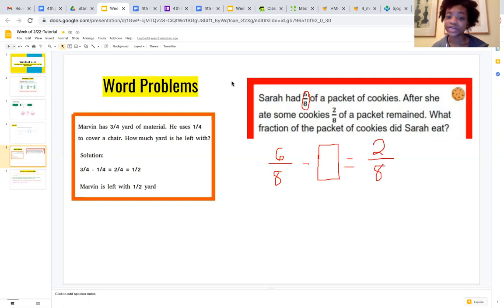So if we already know that the denominator does not change, let's put it in place. And now let's take 2 away from 6 in order to figure out what goes in the middle here. So once we do that, 6 minus 2 gives us 4. So here we realize that Sarah ate 4/8 of the packet of cookies.